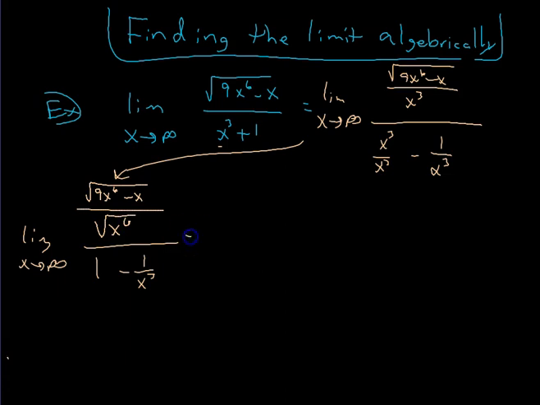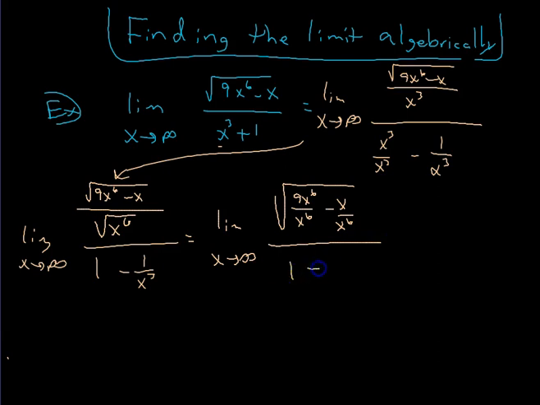So with that being said, there's a rule in algebra that allows us to say that if we have a square root divided by the same square root, then we can divide the numbers underneath those radicals. So now that gives us a limit as x approaches infinity of the square root of 9x to the 6th divided by x to the 6th, subtract x divided by x to the 6th. And that's all over 1 subtract 1 over x to the 3rd.